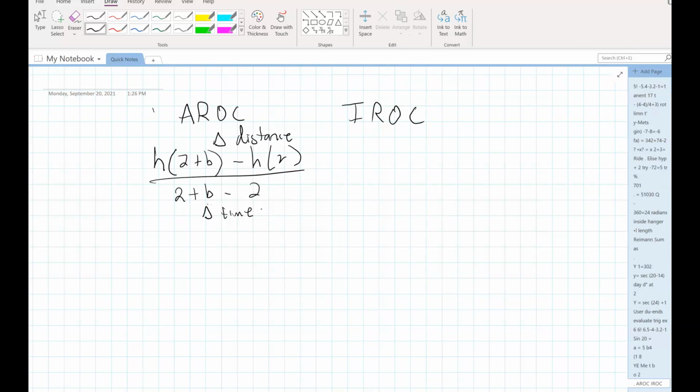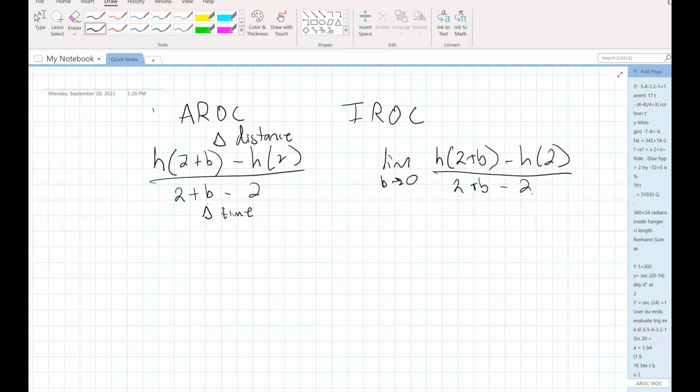How do we get from that to the instantaneous rate of change? Well, that's where we put the limit in front. Limit as b approaches 0 of h of 2 plus b minus h of 2, all over 2 plus b minus 2.